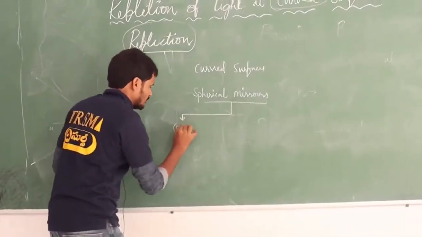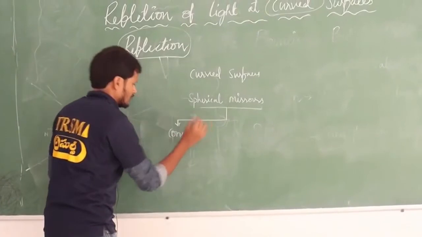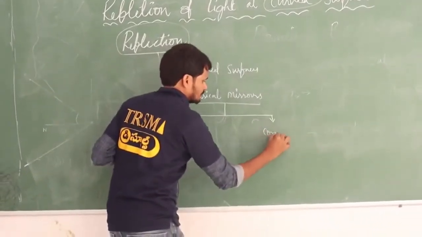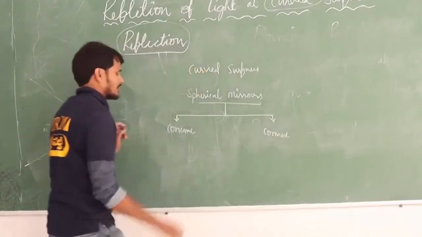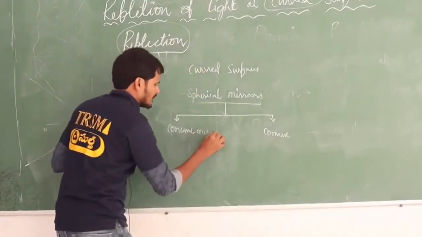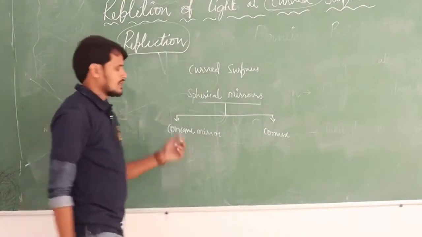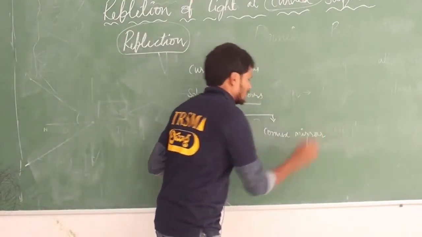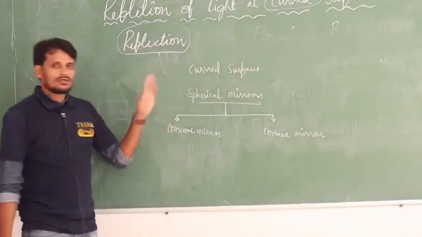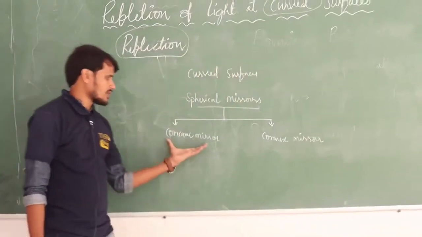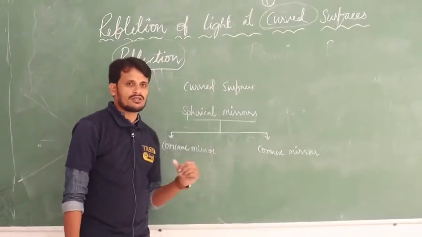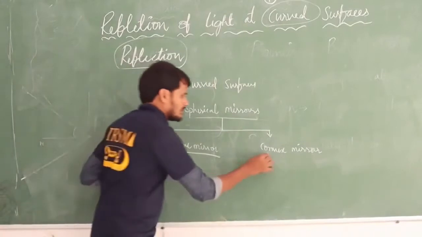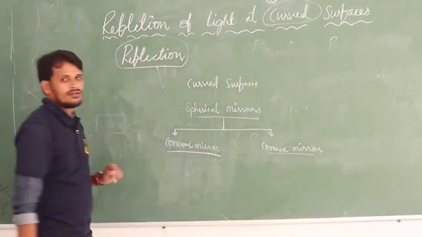One is concave, another one is convex. Both are mirrors only: concave mirror, and next convex mirror. So there are 2 types of spherical mirrors. What are they? Concave mirror as well as convex mirror. Let's see what these are.